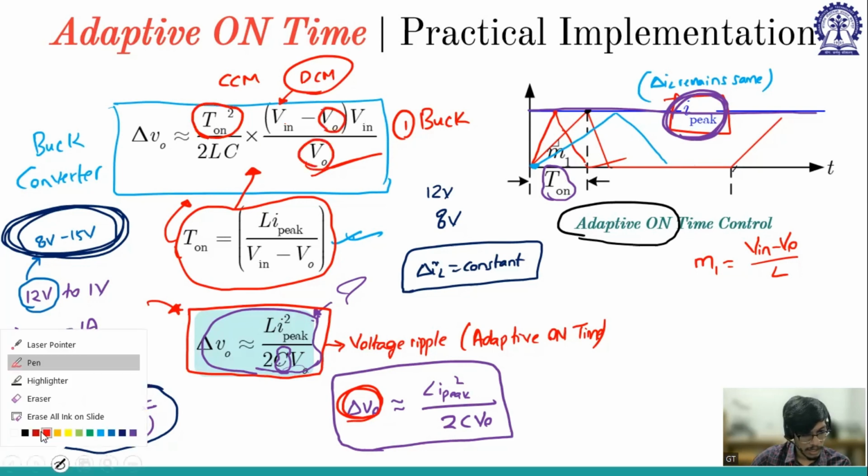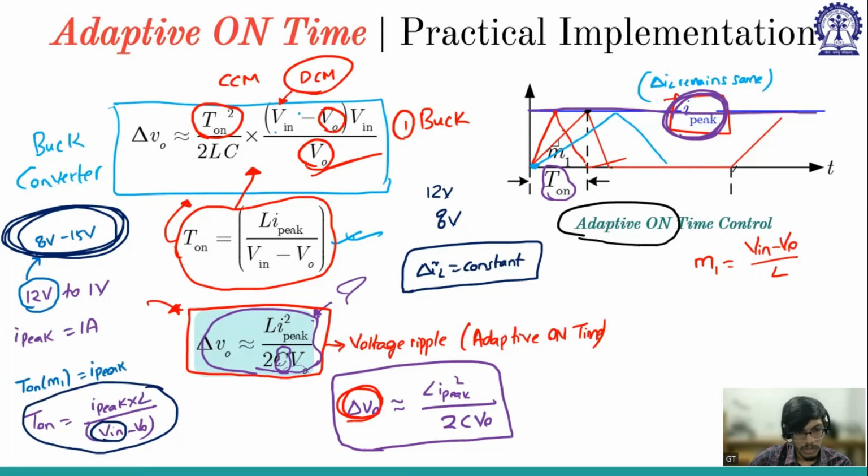It depends on V in. So if V in changes, delta V naught changes. Here V naught is constant because we are regulating at V naught, and I peak is also constant, L and C are also constant. But here it has dependency on V in, which is not expected to be constant always. There might be fluctuations. So accordingly, delta V naught changes.